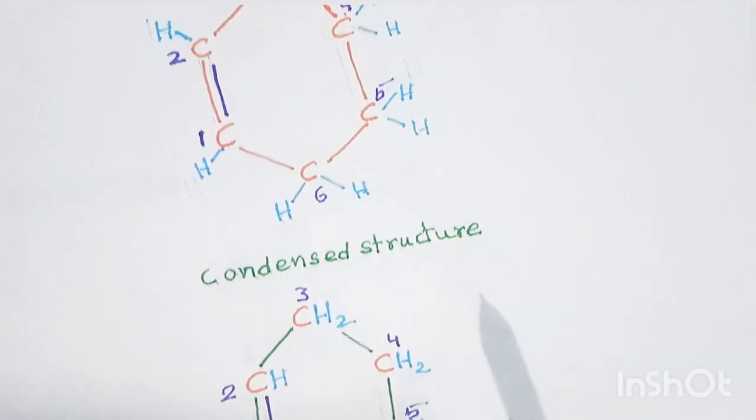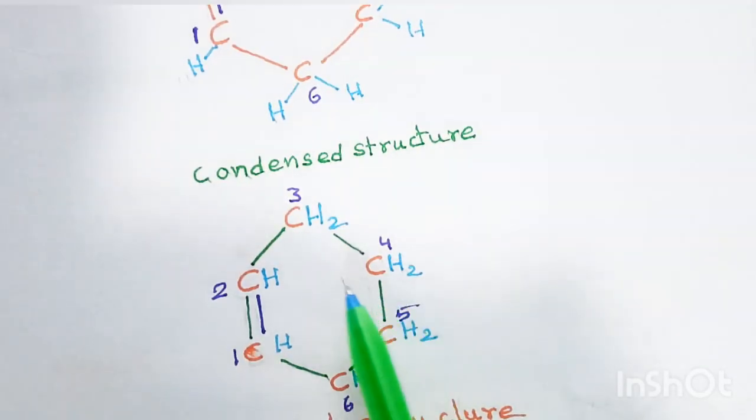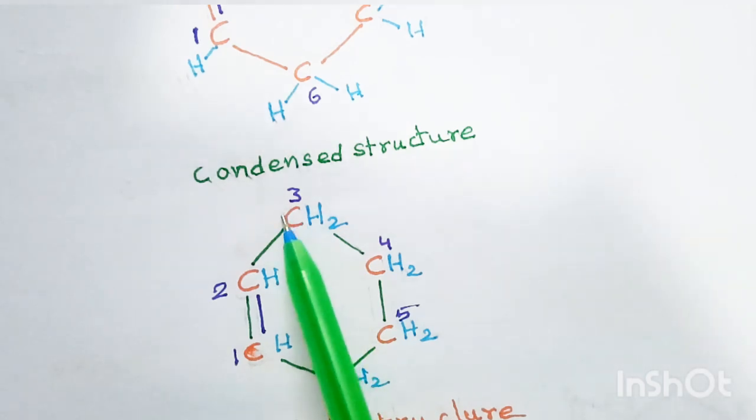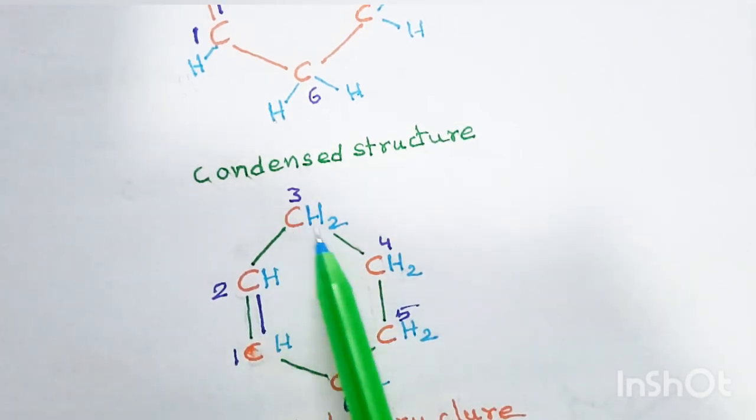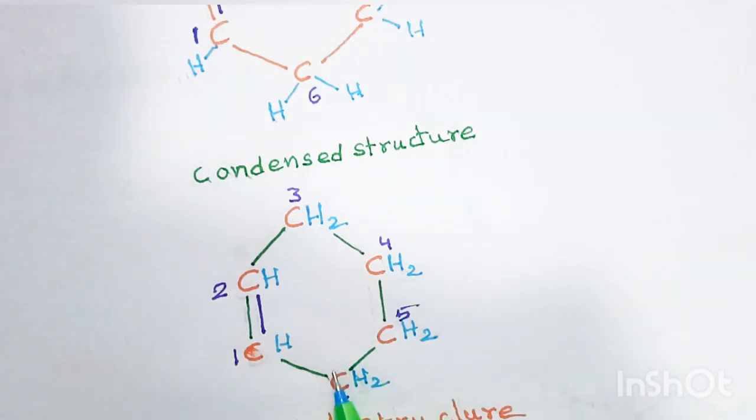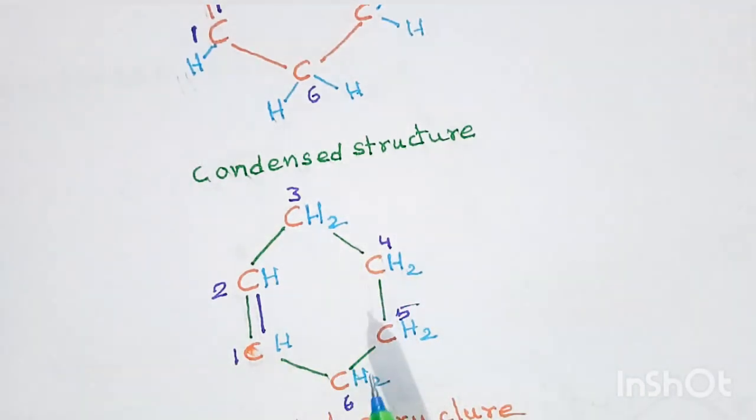As already discussed earlier, condensed structure is nothing but writing C and hydrogen together. So first carbon and second carbon have a double bond between them, so we write 1 hydrogen each. Third carbon, fourth carbon, fifth carbon and sixth carbon have single bonds with carbon atoms, so we'll write 2 hydrogen atoms. So this is the condensed form of cyclohexene.